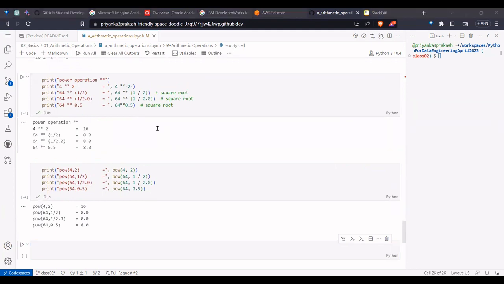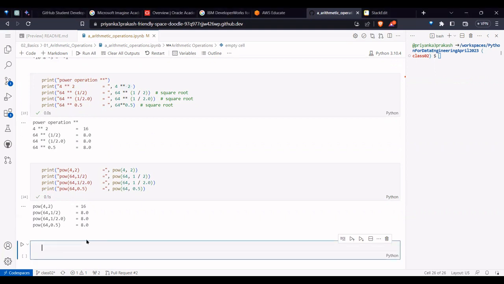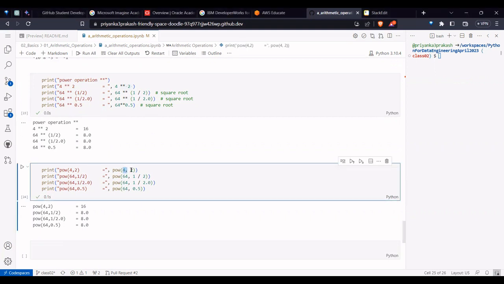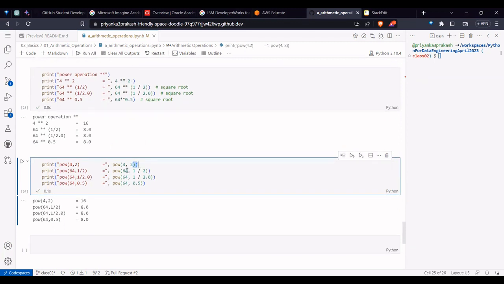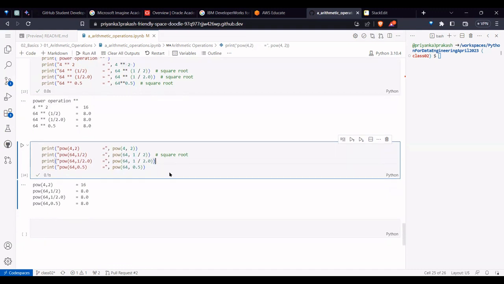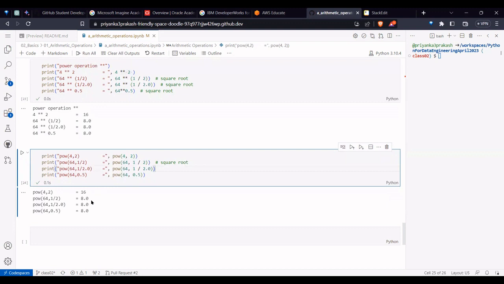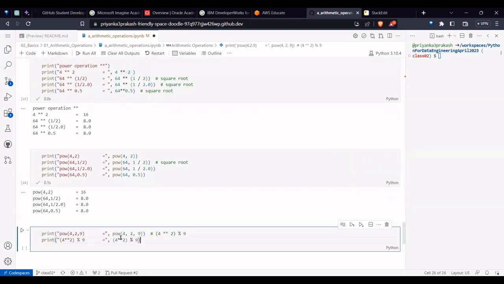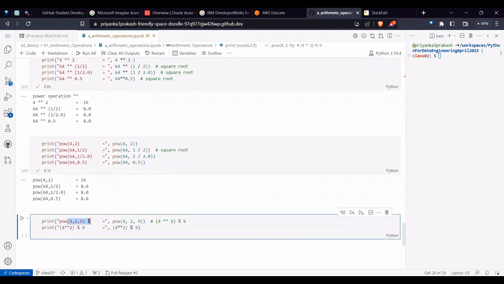Is it clear? In addition, the beauty of this power built-in function is that we can also do one more thing. Whatever the base value and mantissa, that's what you call, right? Base and mantissa. I can do a square root also, right? Same square root. Square root means what? To the power of 1 by 2. So to the power of 1 by 2. But the power built-in function can do one more job, is that it can take three values, not just two.